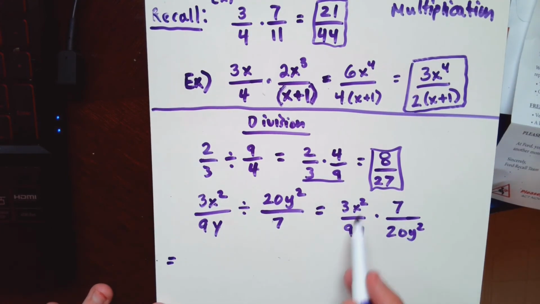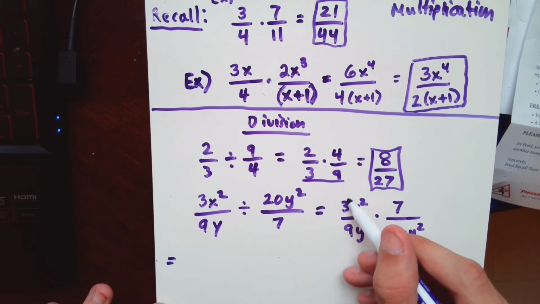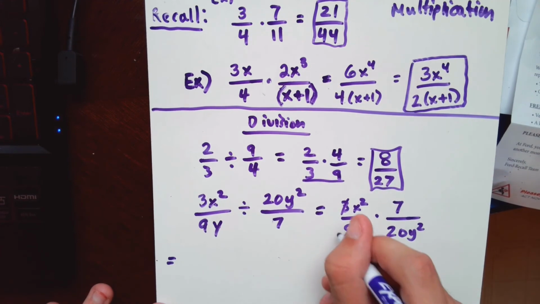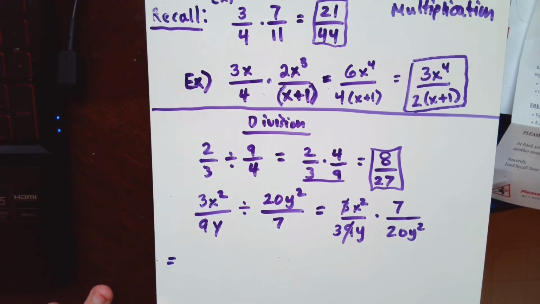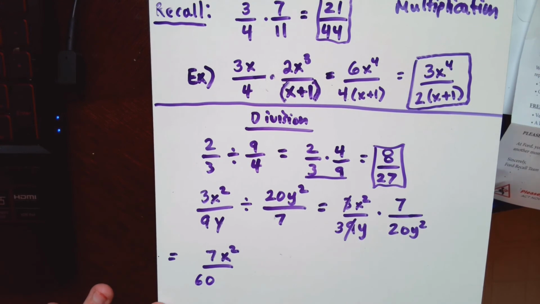Now we just need to take this and simplify it. Notice we've got a 3 on top and a 9 on the bottom, so that means we really have a 3 on the bottom. Dividing the top and bottom by 3 gives us this. So this is the same thing as 7x squared over 3y times 20y squared. So 3 times 20 gives us 60, and y times y squared gives us y cubed. So this is the final answer to this division problem right here.